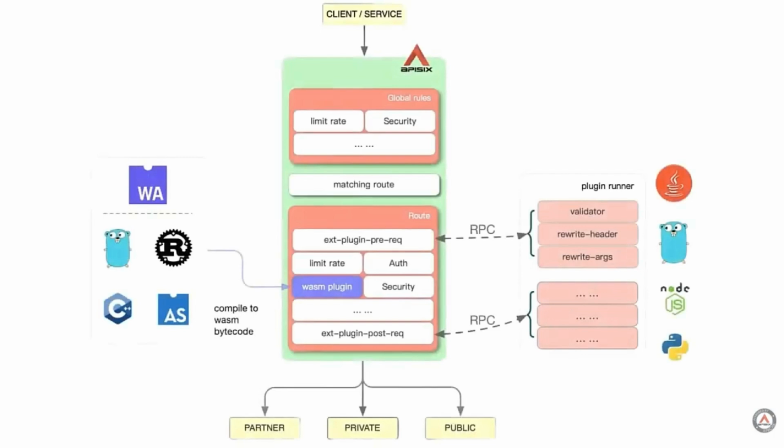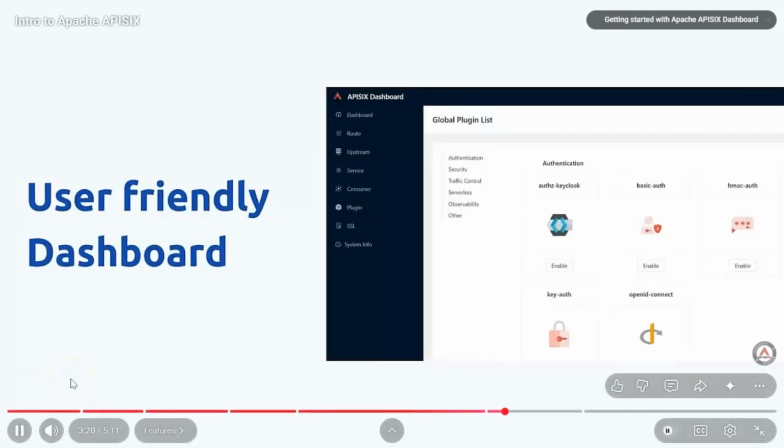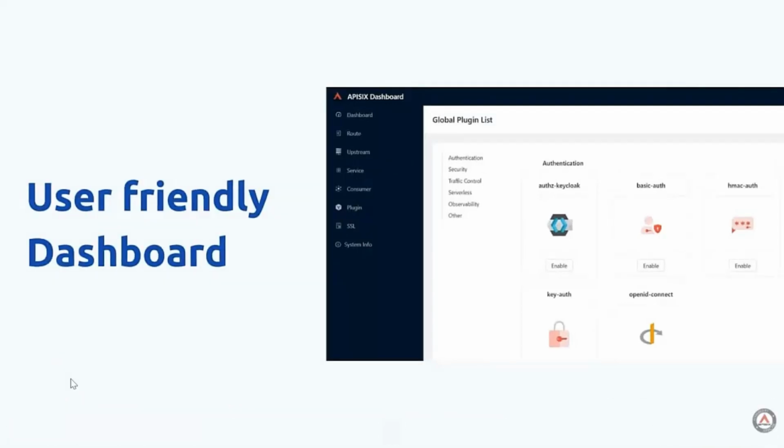APISIX initially was written in Lua, but it also supports new custom plugin development in multiple programming languages and has officially supported languages such as Java, Go, Node.js, and Python. Apache APISIX is the first open source API gateway that includes a built-in local dashboard, which offers a powerful, flexible UI for developers to use.